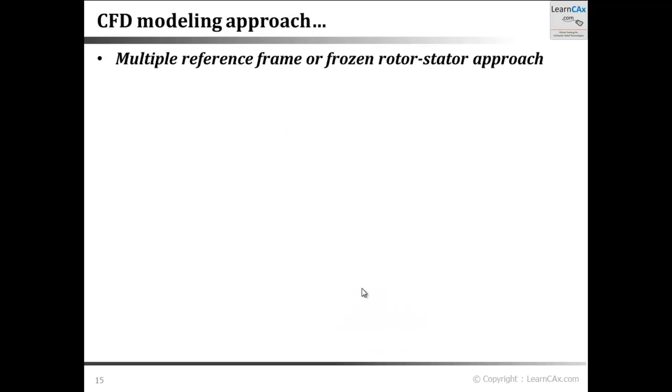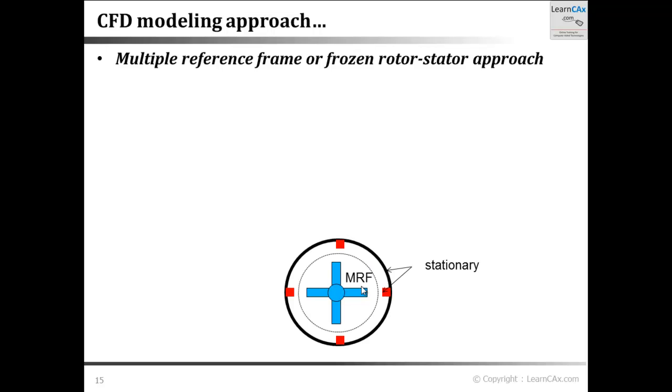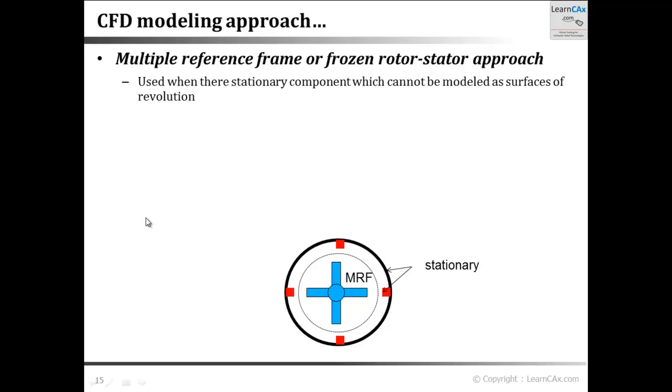The next approach is the multiple reference frame approach, or frozen rotor stator approach. An example of the multiple reference frame approach is shown for this particular 2D blade configuration, where these blades are again rotating and the ring type of casing is stationary.